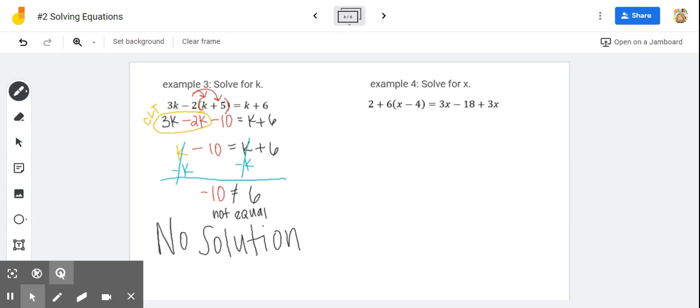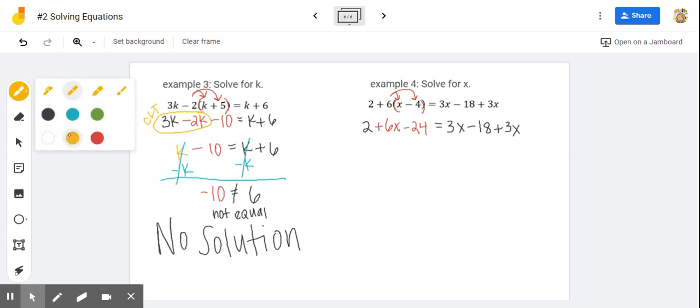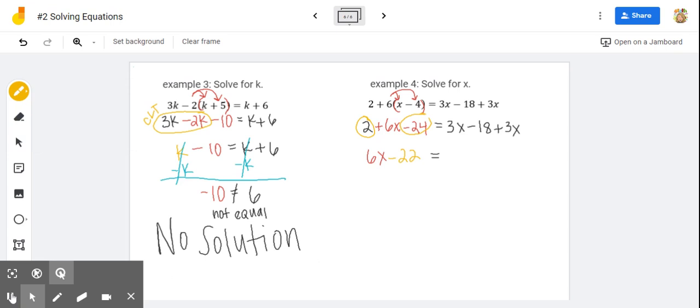All right, let's look at number 4. I see some parentheses we can take care of first. So we end up getting 6x minus 6 times 4, which is 24. And now I look to see if I can combine anyone. Can I get anything together here? And it does look like I have a positive 2 and a negative 24, which would make a negative 22 on the left. And now let's look on the right side.